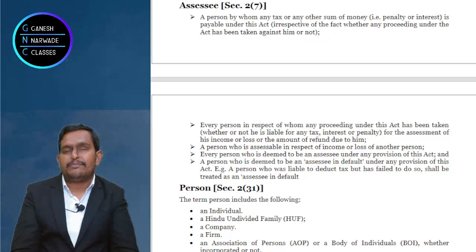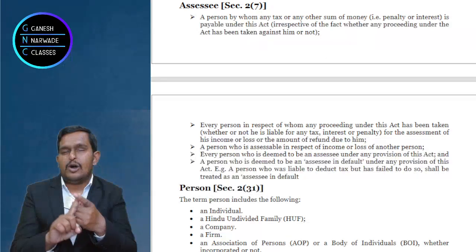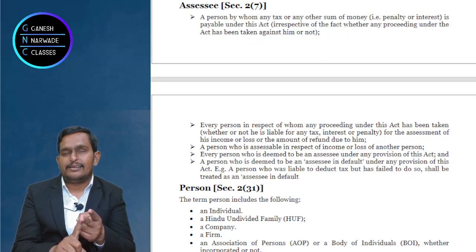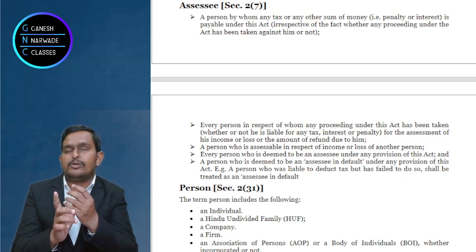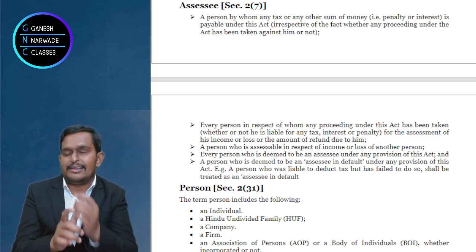If suppose income tax department declared that you are a deemed assessee, then you are a deemed assessee, no doubt. When will they declare? If there is a genuine reason, correct? Yes or no? Absolutely yes. Right? So we understood assessee means who is liable to pay tax, interest, penalty, on whom proceedings under Income Tax Act are conducted. The person who is representative assessee, a person who is deemed to be an assessee, right? Or a person who is in default, assessee in default.